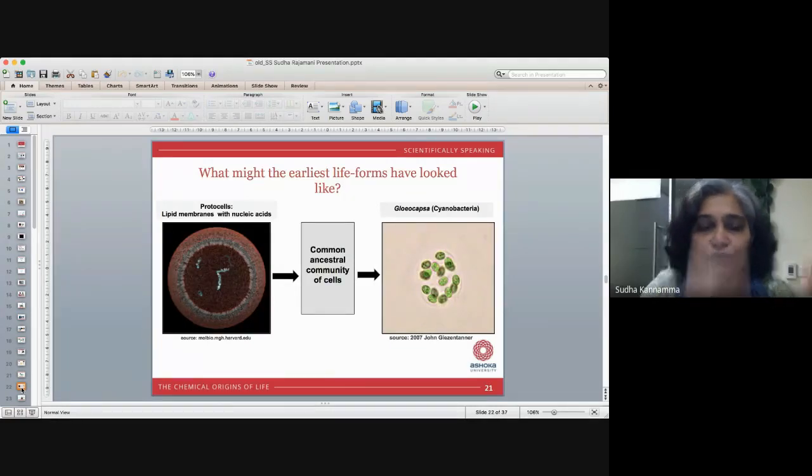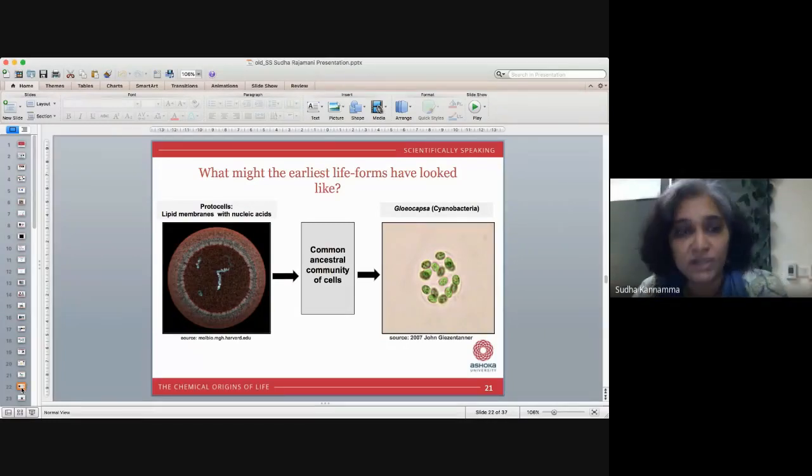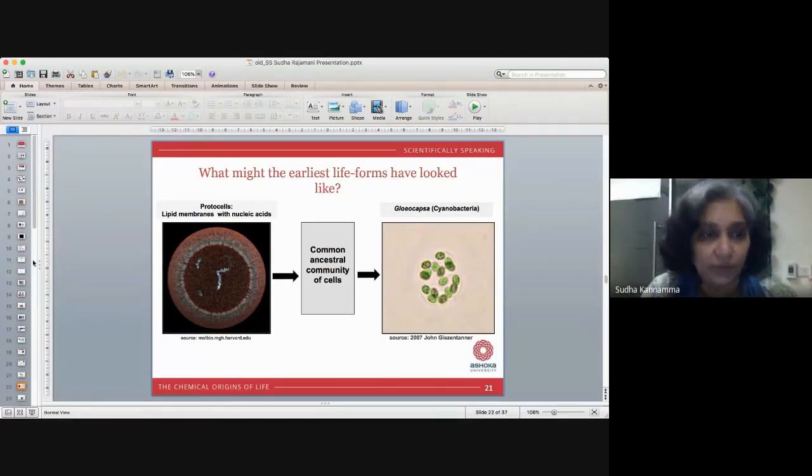One of the big things that still is lacking is how do you go from these monomeric entities to polymers? That is still something that we do not systematically understand. And what might these earliest forms of life have looked like? Again, going back to that protocell image, right? So this is an artistic depiction of it, but we work with protocells in the lab.